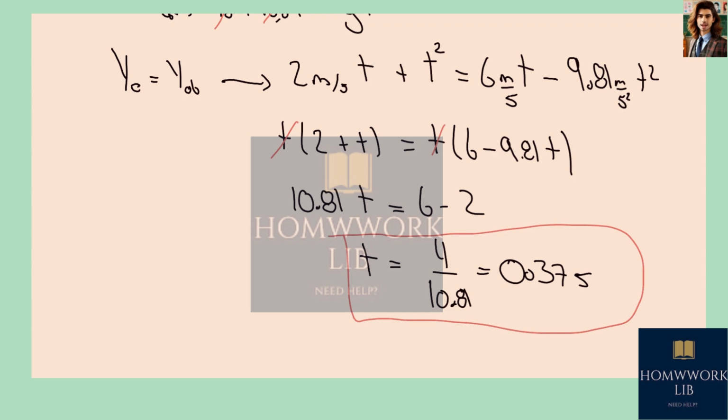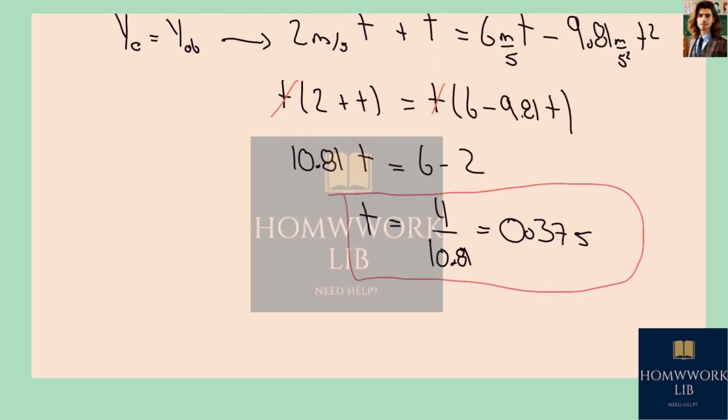As you can see, the other possible solution was time equals 0, because at time equals 0, the positions are going to be the same, equal to 0. And that would be all.